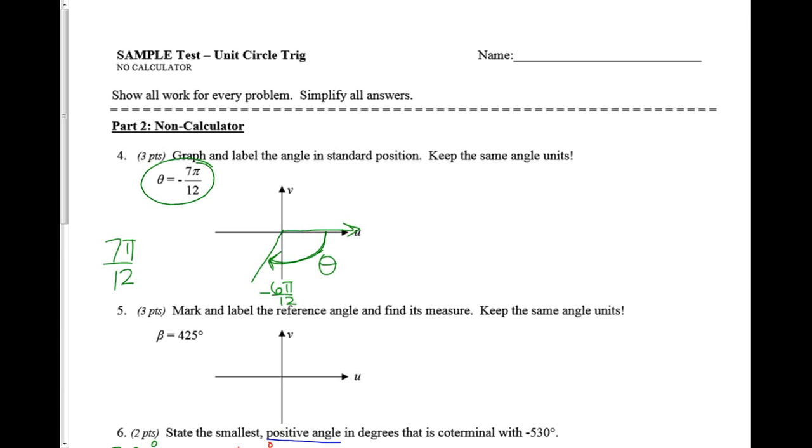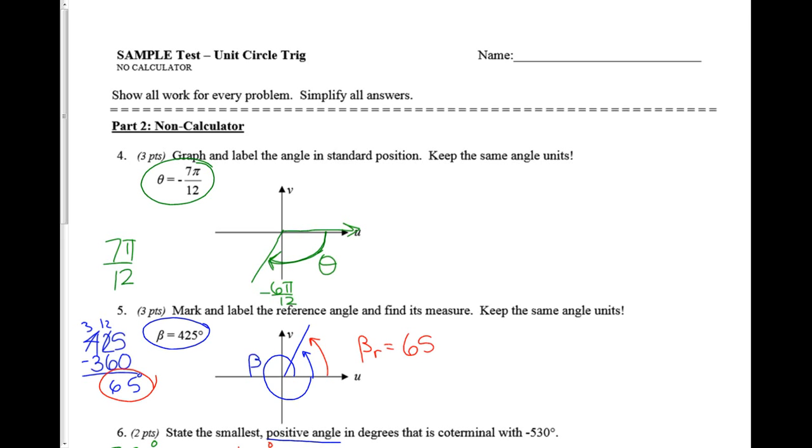Okay, so question 5, mark and label the reference angle and find its measure. Keep the same angle units, so we want to stay in degrees. If I'm trying to draw beta is 425 degrees, I'm going to start out in standard position. I'm going to spin counterclockwise. 360 degrees would get me back to there, so I've got to check out how much more do I have to go. 425 minus 360, well, that would be 65 degrees extra. So I'm going to go up here a little bit. There is my angle beta, and my reference angle would be this little amount here that I've gone over 360. So my reference angle, beta r, I'm going to call it, or beta prime, is 65 degrees. It has to be positive, acute. It has to be between the terminal side and the x-axis.